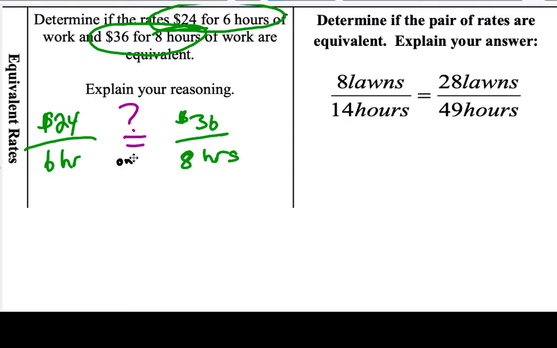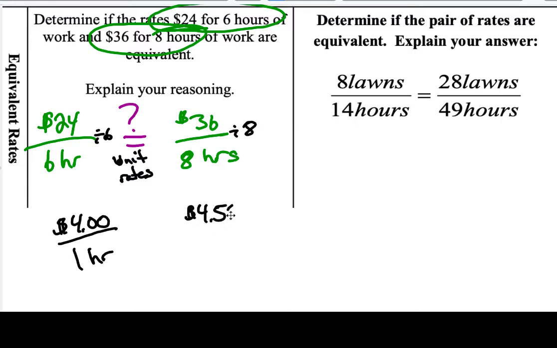So when in doubt, turn them both into unit rates, okay? If they both have the same unit rate, then they're both equal. They're equivalent. Well, to make them into a unit rate, we're going to divide by our denominator. So I'm going to divide 24 divided by 6 and get $4 per 1 hour. Then I'm going to do 36 divided by 8, and I'm going to get $4.50 for 1 hour.